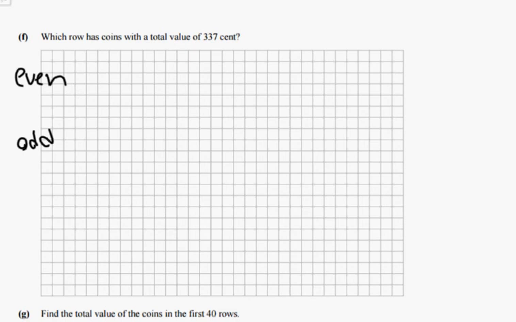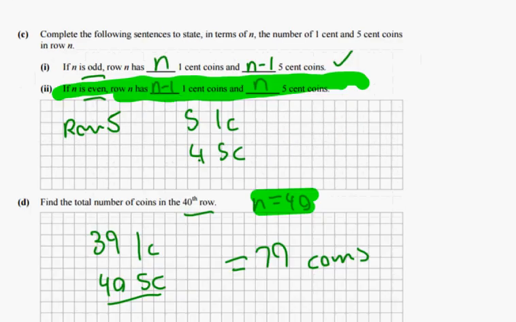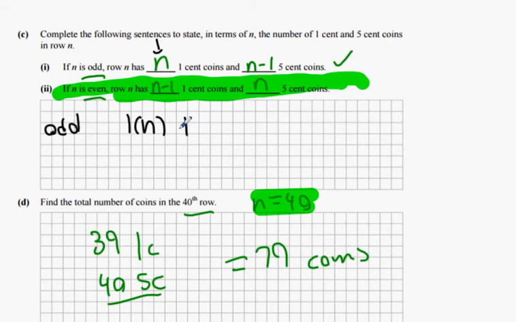Here's how you're going to do it. Remember we came up with this formula earlier on? If it's odd, here's what happens. If it's odd, it's going to be 1 multiplied by n plus 5 times n minus 1. Does everybody get what I'm doing there? I'm multiplying 1 by the number of 1-cent coins. I'm multiplying 5 by the number of 5-cent coins to get the total value. So that's total value if it's odd.